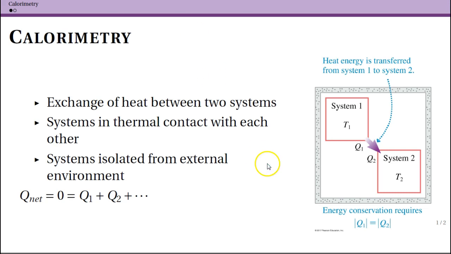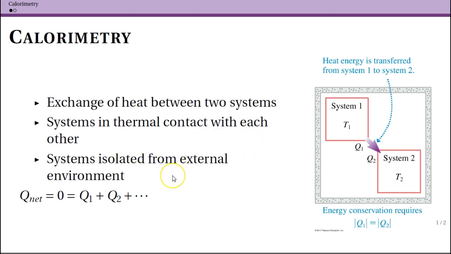So when we have calorimetry, we're actually looking at the exchange of heat between two systems. And if we know one of the systems pretty well, this allows us to actually make measurements on the other one. The idea is that the systems are in thermal contact with each other, and that can mean, for instance, that we're dropping a penny or a rock into water. Obviously, if the penny or rock is in the water, it's in thermal contact.